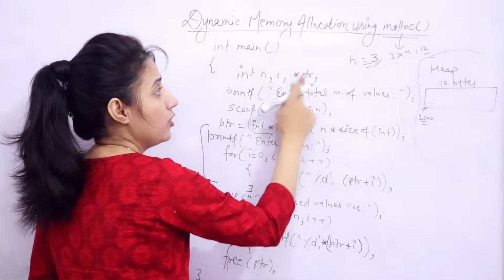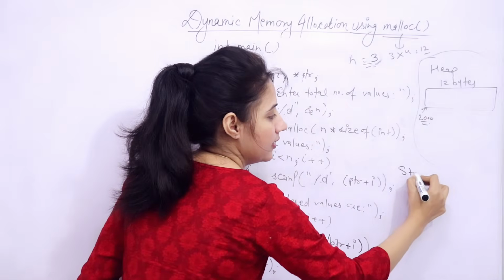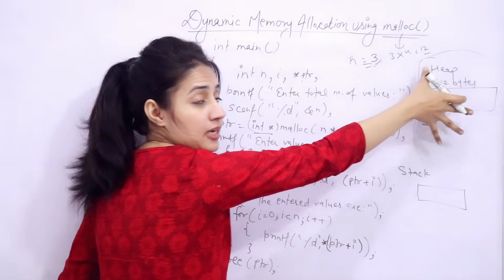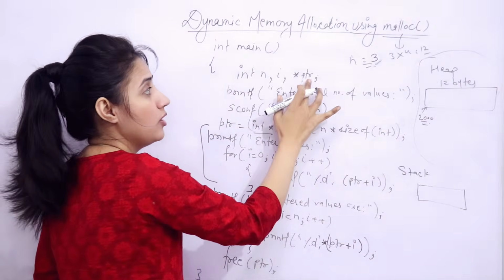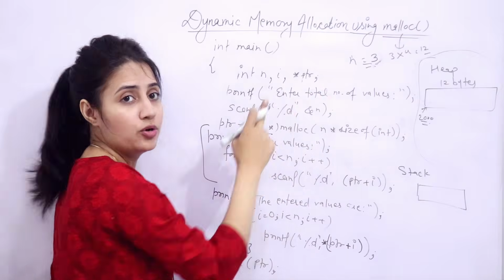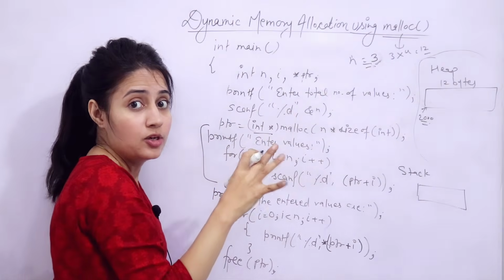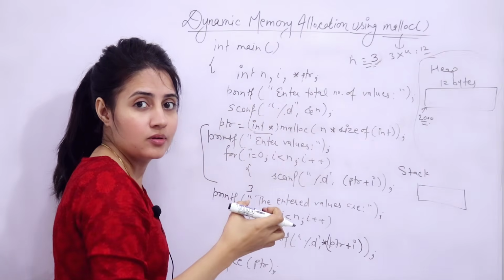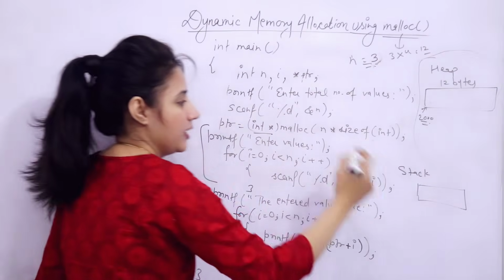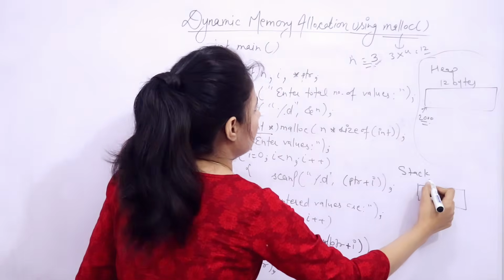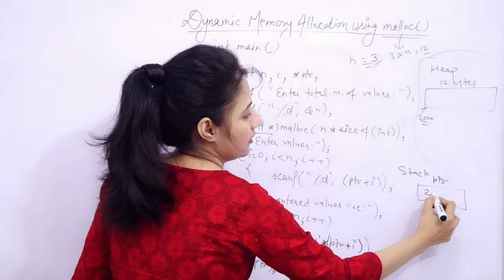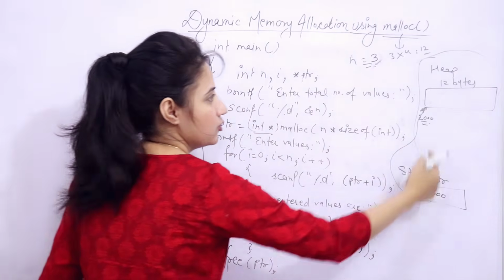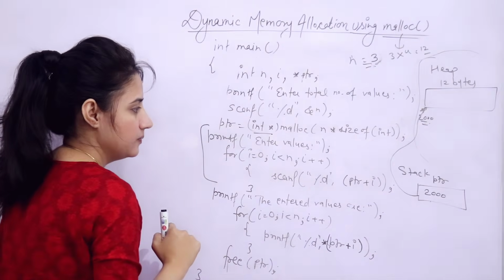But this pointer, what is it? It would be in stack memory. This is dynamically allocated memory, but n, I, and this pointer are static memory allocation. So these variables will take memory from the stack frame of main. So here we have PTR and it is going to store the address 2000. So it is going to point here now. So using this pointer we can access this memory, right?